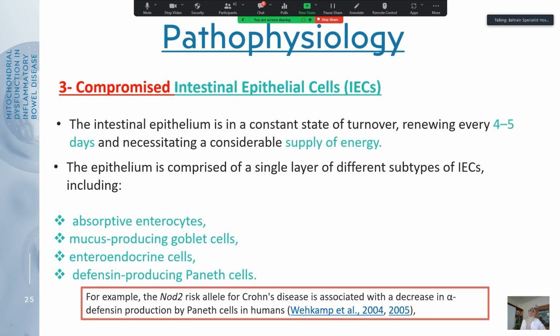The third process is that the intestinal epithelium itself could be compromised, not renewed as much as needed with the turnover. Every 4 to 5 days in normal individuals, the damaged epithelial cells need to be renewed during the normal digestion processes, and this needs a huge supply of energy. If there is any defect in the mitochondria, there will not be enough energy to renew these damaged epithelial cells, and it will affect the absorptive enterocytes, the mucus-producing goblet cells, the cells for endocrine functions, and the Paneth cells, which are also important for secretory functions. A study found that a mutation in the NOD2 gene could cause Crohn's disease by affecting this process.